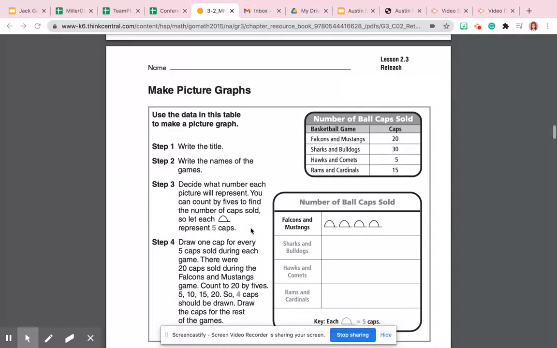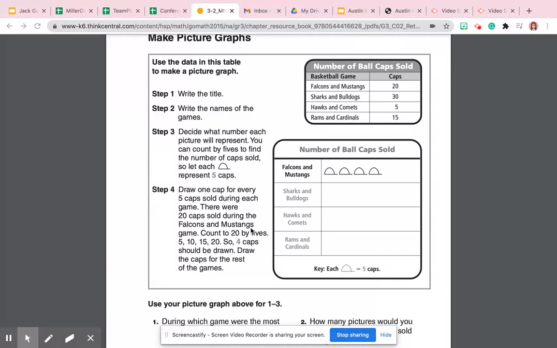So now that we've read through the data, let's talk through the steps. Step 1, write the title. Over here, we have the title already for us. Number of ball caps sold. So you're going to go ahead and write over this with your pencil. That one's already done on my page.